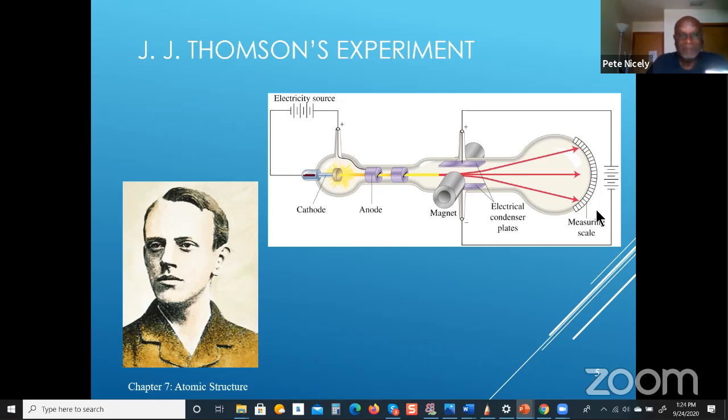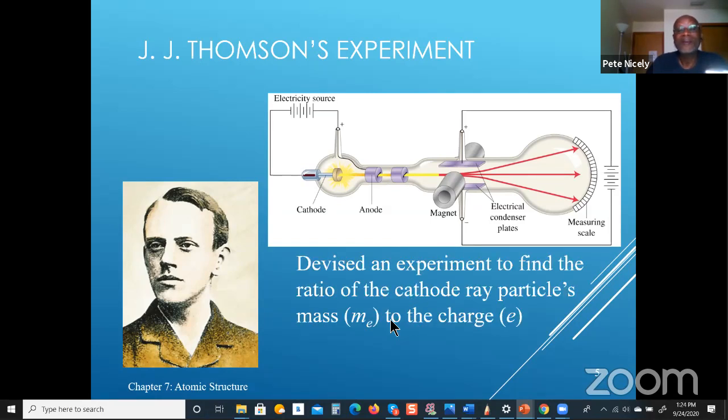So based on this setup and some mathematical work that was done, which I won't go into, J.J. Thomson discovered something about these particles. He discovered that the mass to charge ratio of these particles is equal to minus 5.686 times 10 to the minus 12 kilograms per coulomb. Coulomb is a unit of charge, all right?